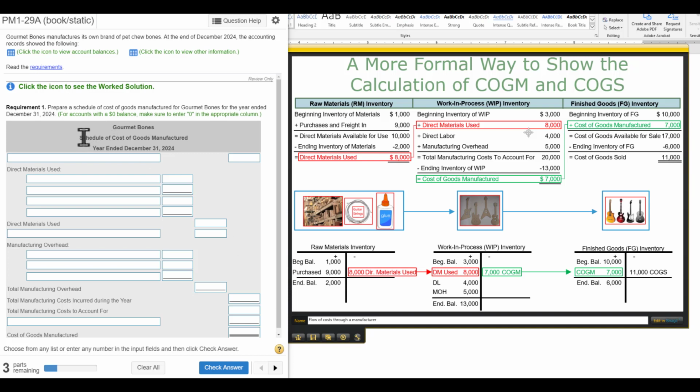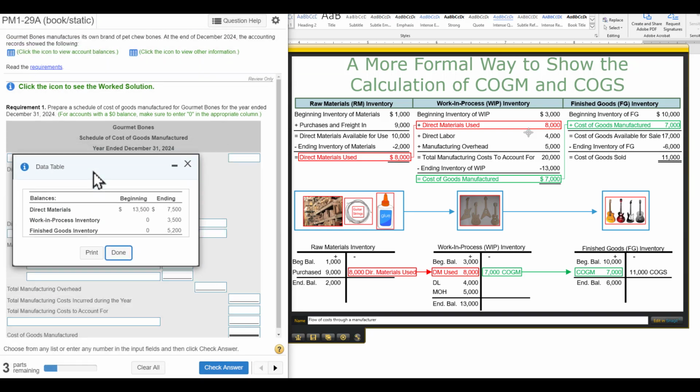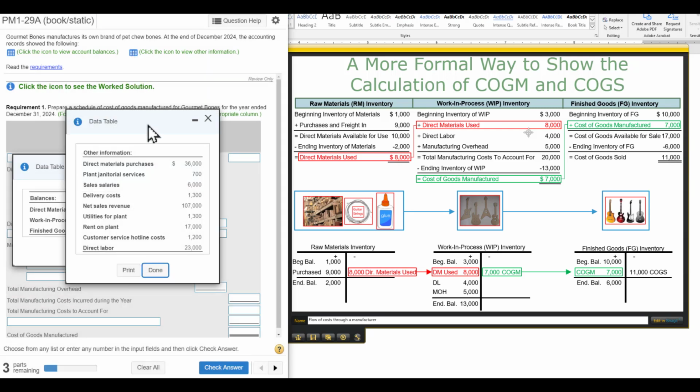Problem 18-29. We're going to create a schedule of cost of goods manufactured, and then we're going to create an income statement. Gourmet Bones manufactures its own brand of pet chew bones, so we make pet chew bones. At the end of December 2024, the accounting record showed the following. So we got a couple data tables.